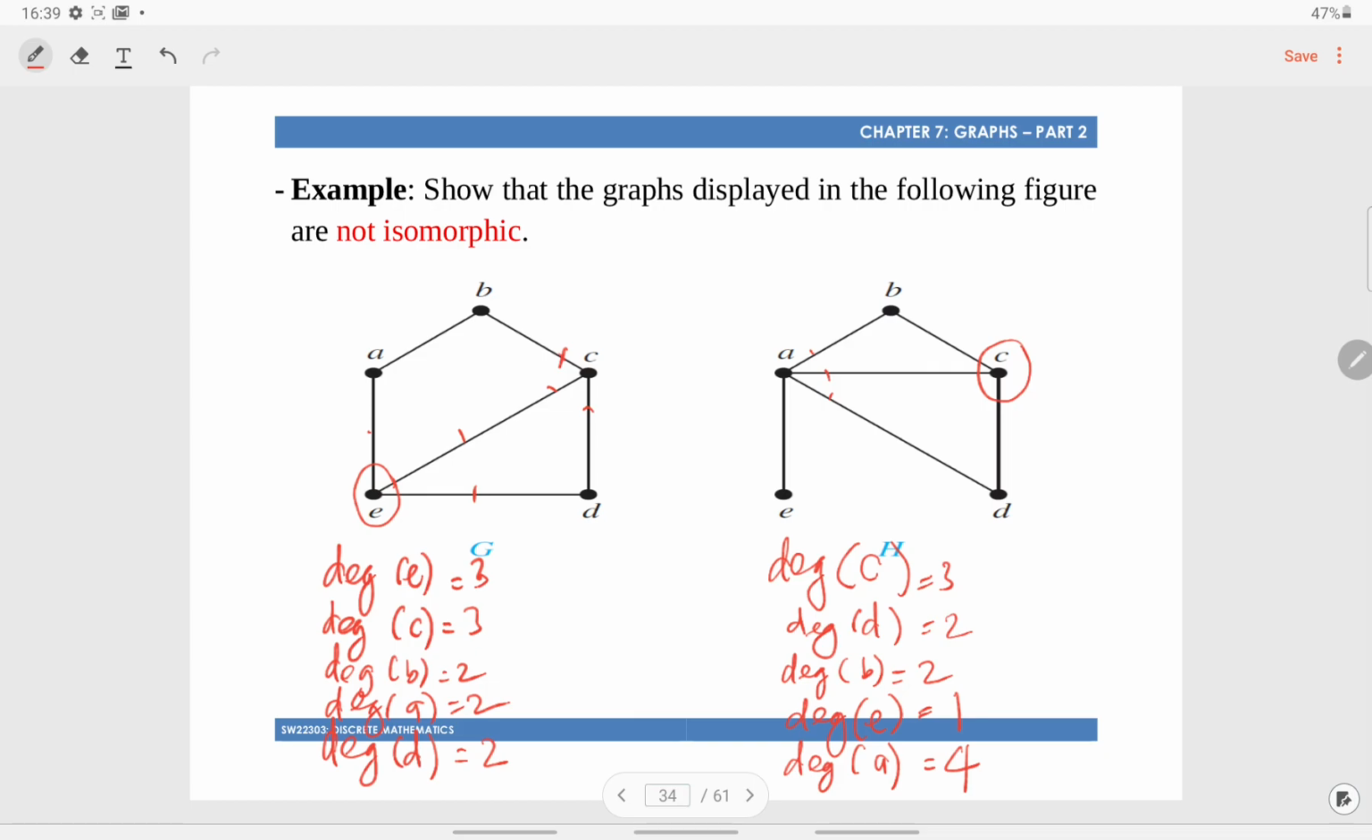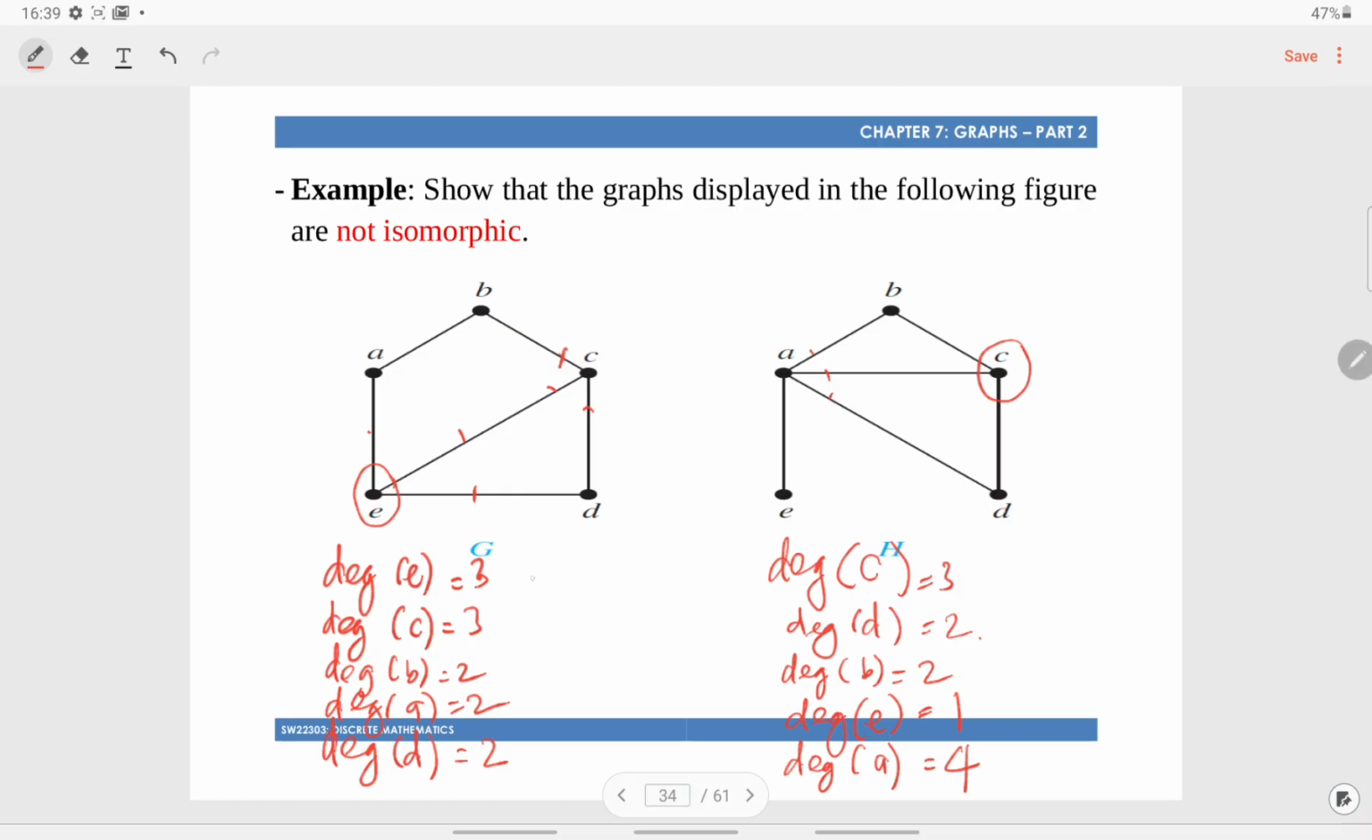But in the graph H, we cannot find any other vertex with degree 3, because for D the degree equals 2, B the degree equals 2, E the degree equals 1, and A equals 4. There is no other vertex in H with degree 3. That means we cannot map C to any other entry in the graph H. So we can say that these two graphs are not isomorphic, because we cannot find any pair for C.